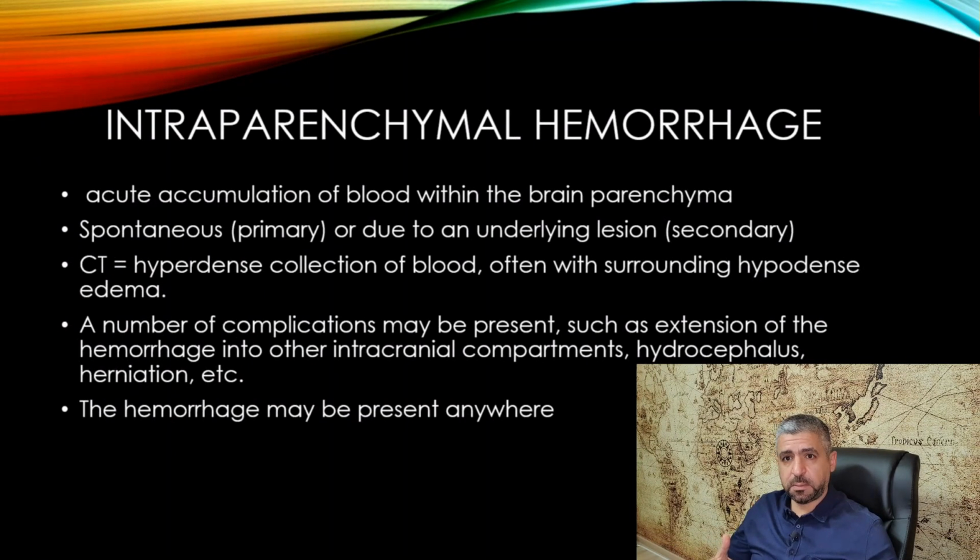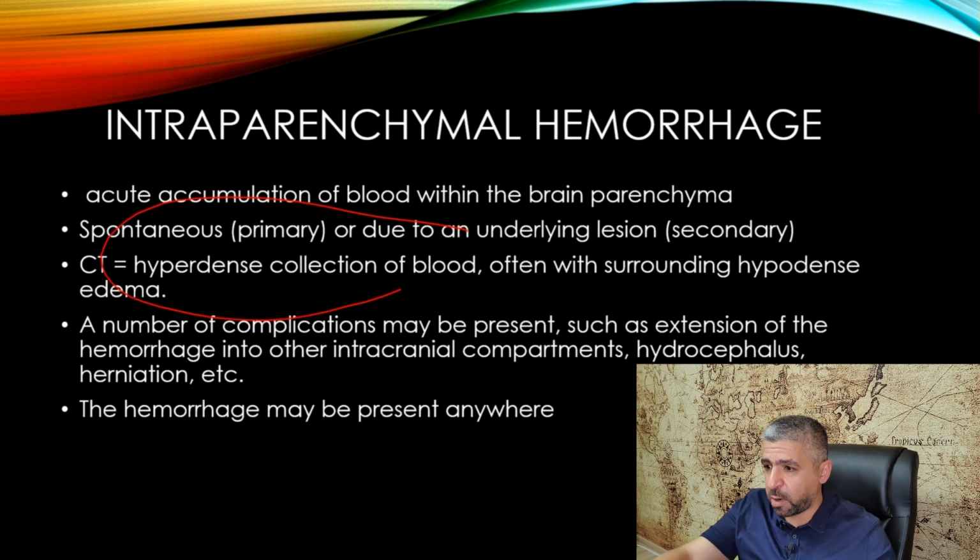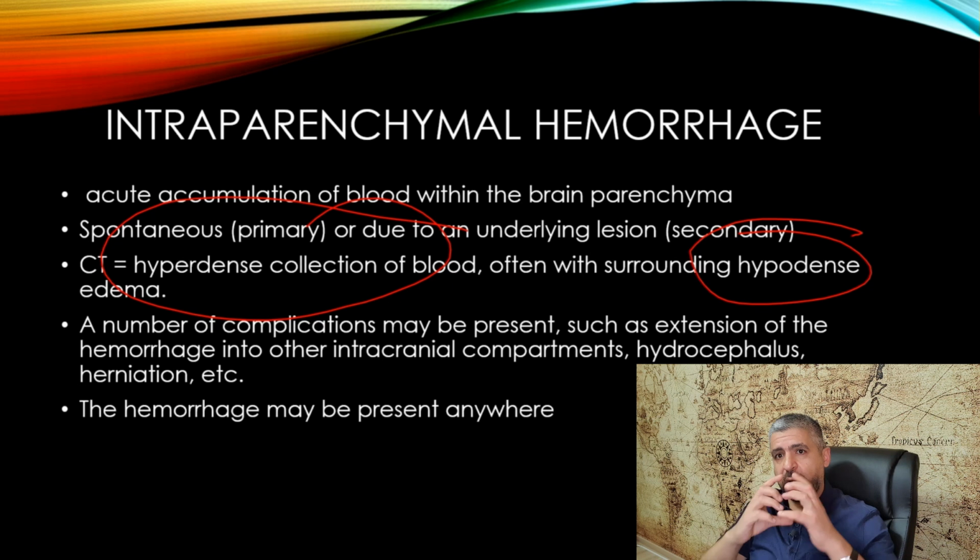Now, let's go to the other category of intracranial hemorrhage, the intraaxial component, which is intraparenchymal hemorrhage. In intraparenchymal hemorrhage, it's an acute accumulation of blood within the brain parenchyma. It's inside the brain parenchyma. It can be either spontaneous, idiopathic, primary, or due to some other pathology, which is secondary, like a tumor, for example. In the CT, we will see a hyperdense collection of blood with surrounding hypodense edema. So hyperdense, then surrounding edema, hypodense.